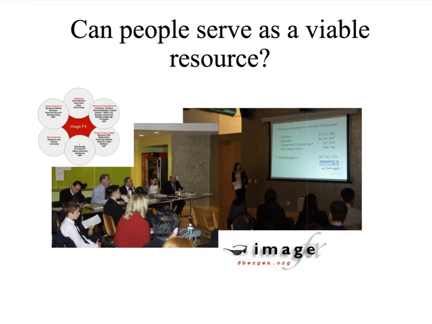So students here were presenting their business plans to a mock board of directors, which you see seated at the table, which were composed of their teachers as well as vice presidents from MetLife and Citibank.